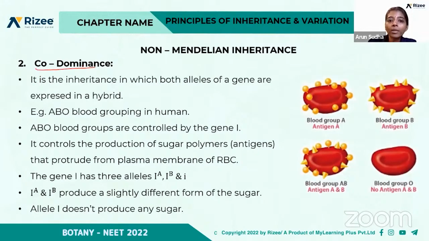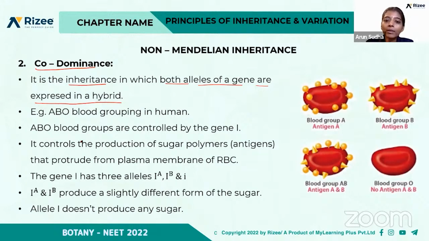Codominance. So what do you mean by codominance? It is the inheritance in which both alleles of a gene are expressed in a hybrid. So if they are present in the form of a hybrid, both alleles will be equally expressive. The example is the blood group, ABO blood grouping in humans.